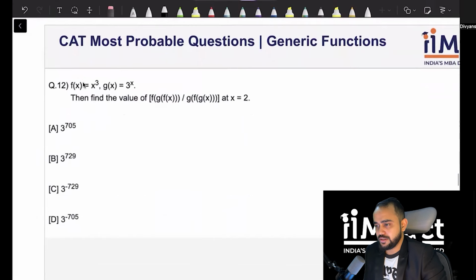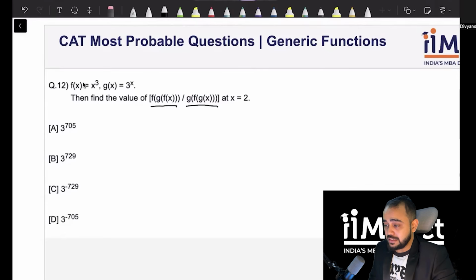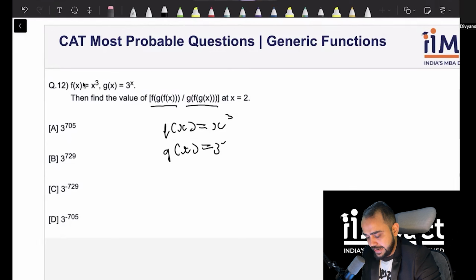All right, let's proceed. Okay, so we are given f of x and g of x, and we have to find f of g of f divided by g of f of g at x is equal to 2. So in questions like this, where we have to calculate the composite function, first write the clear definition so that you don't get confused which is what. Secondly, start from the inside.